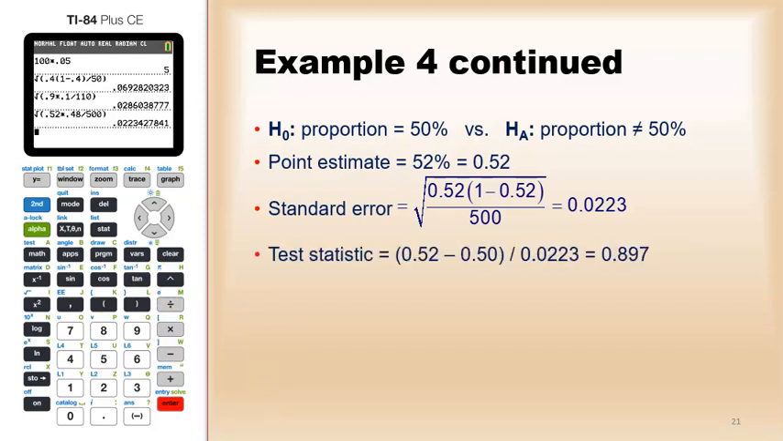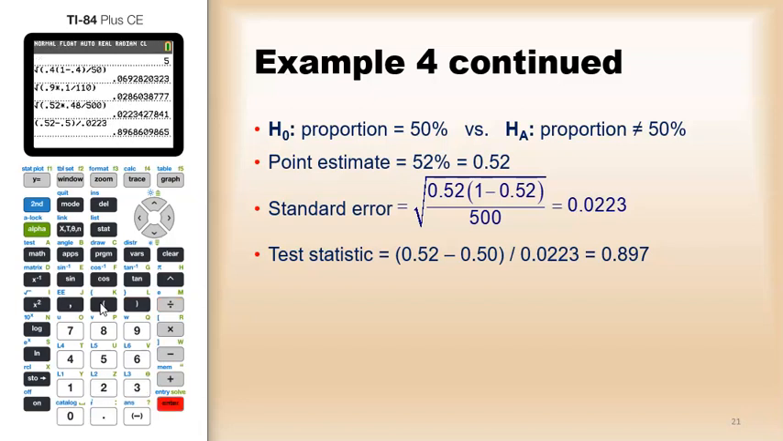Now the test statistic: the point estimate minus the null value, 0.5, over the standard error. So 0.52 minus 0.50 divided by 0.0223. So parentheses 0.52 minus 0.5, divided by 0.0223 gives us a test statistic of 0.897.